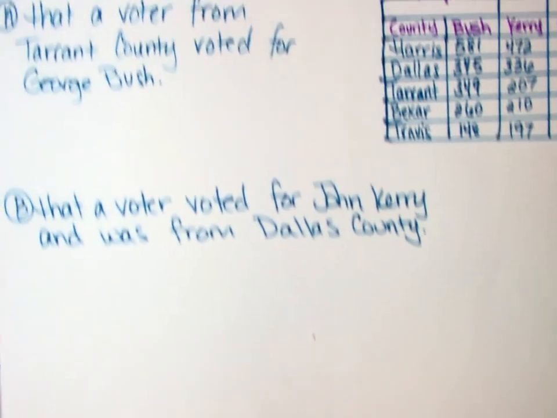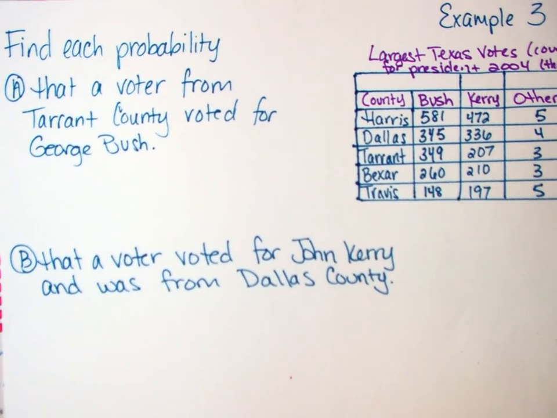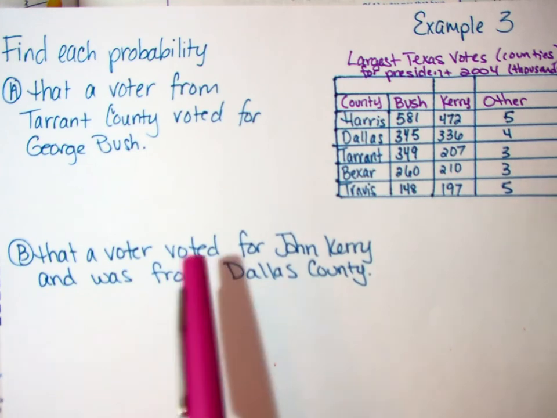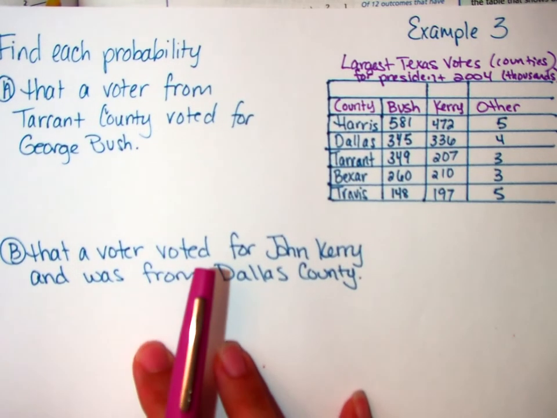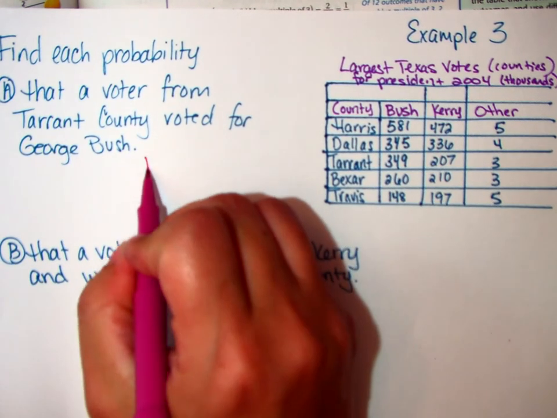Our third example is we are going to read a chart. Okay, here's our chart. These are Texas counties with the largest votes for president of 2004. We have our county, we have the voters who voted for Bush, the voters who voted for Kerry, and then voters who voted other. So the first one says, I want the probability that a voter from Tarrant County voted for Bush.